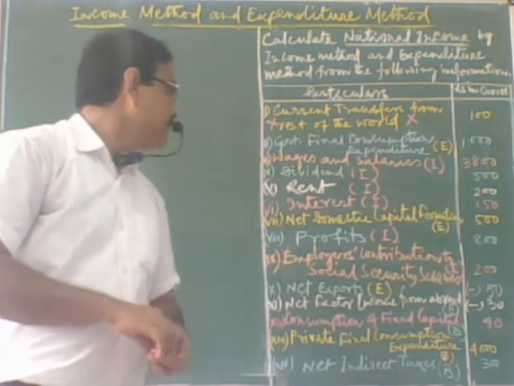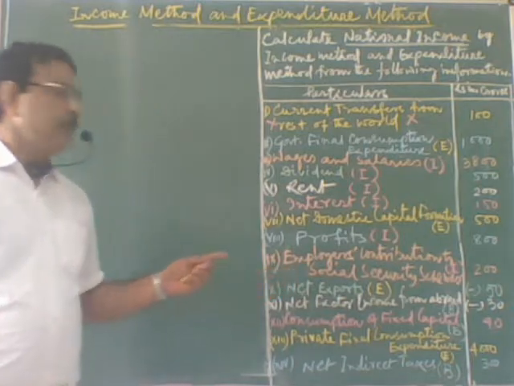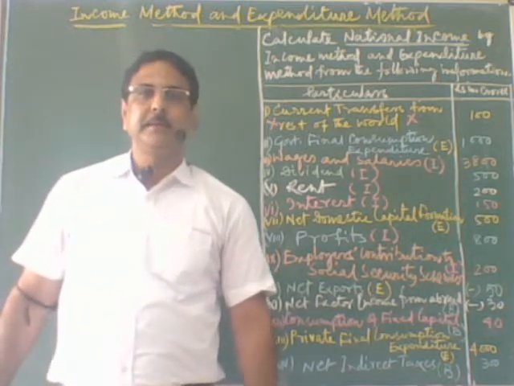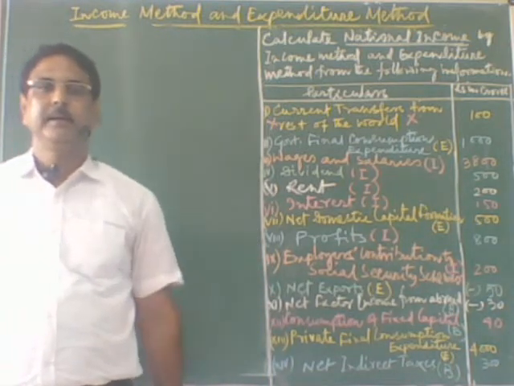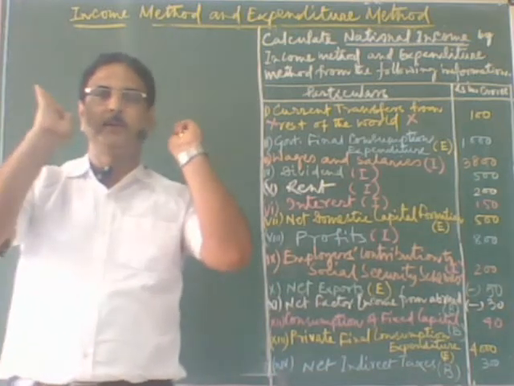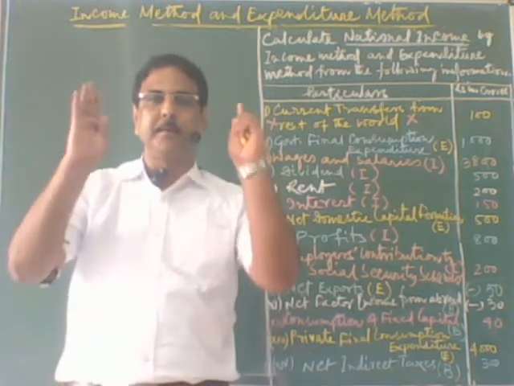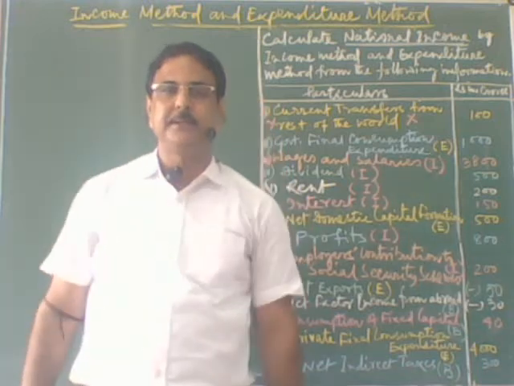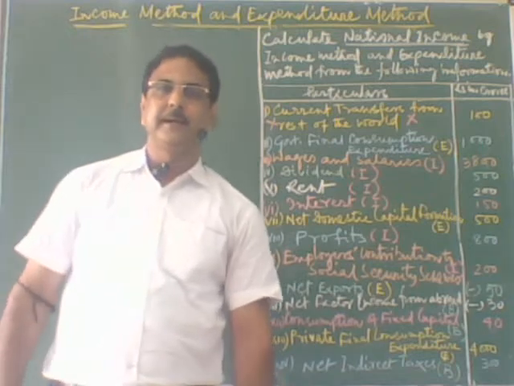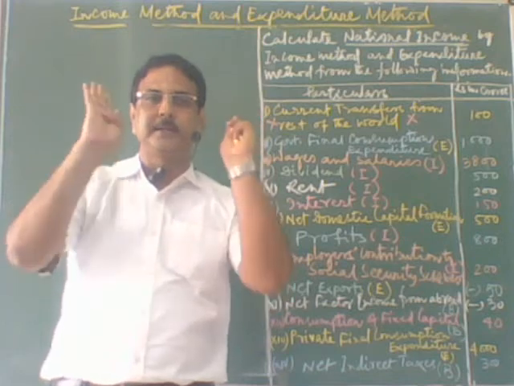First of all, you have to remember that when the main component of the income method and expenditure method is given, and side by side a subcomponent is also given, at that time you have to consider only the main component, not the subcomponent. This is the most important part. Whenever you calculate national income accounting by income method and expenditure method, you have to consider only the main component, not the subcomponent.